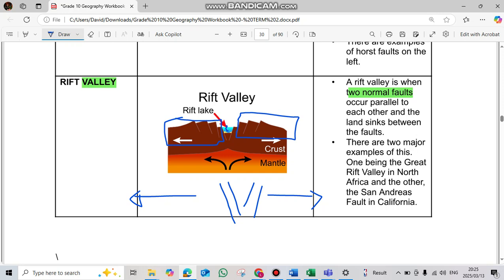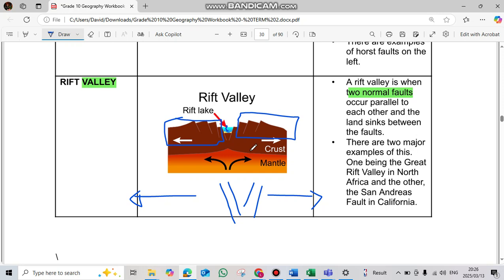Famous examples, especially in Africa, is our Great Rift Valley in North Africa, particularly in Kenya on the eastern side of Africa. We know that Africa is busy splitting in two as a result of that normal fault that's causing the plates or the rocks to be torn apart in opposite directions.